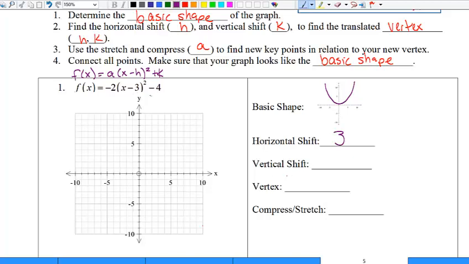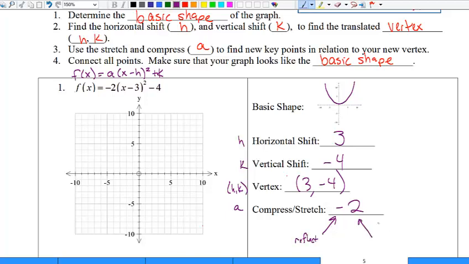My vertical shift is exactly what you think. It's the k, which in this case is -4. Note it's not opposite. Put those two numbers together, 3 comma -4, that's your vertex. And the compress and stretch is your a. So just put whatever number is there. In this case, -2. -2 means both. Because there's a negative, that means there's a reflection.